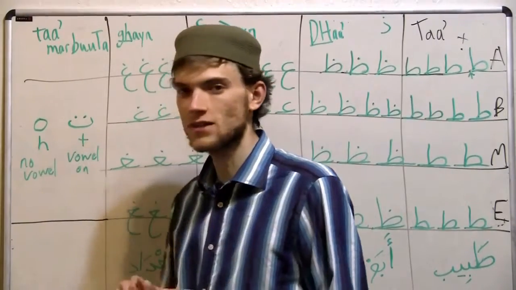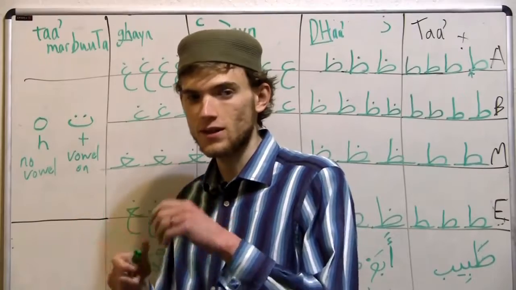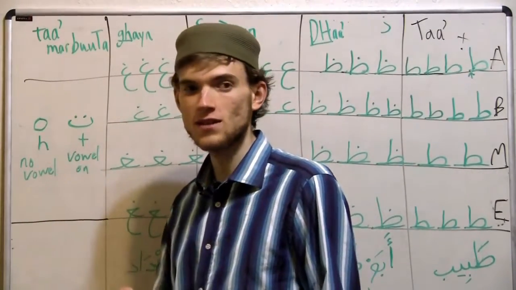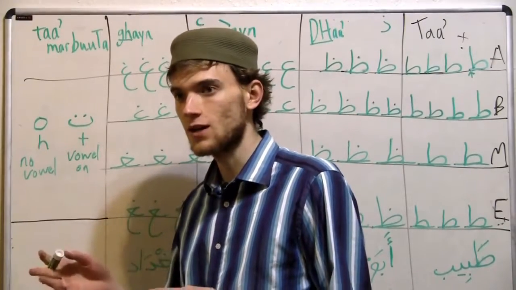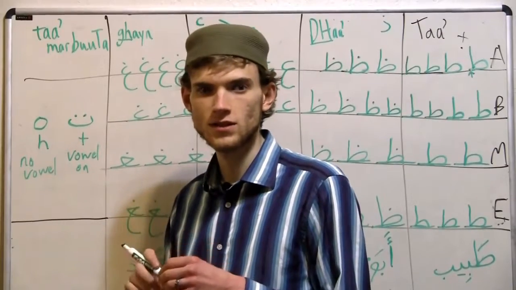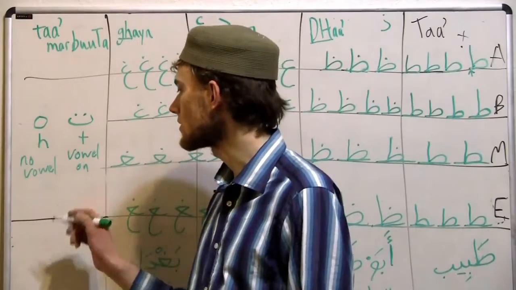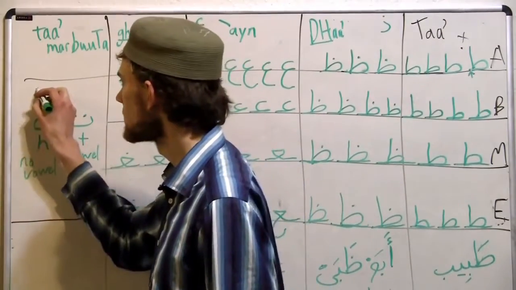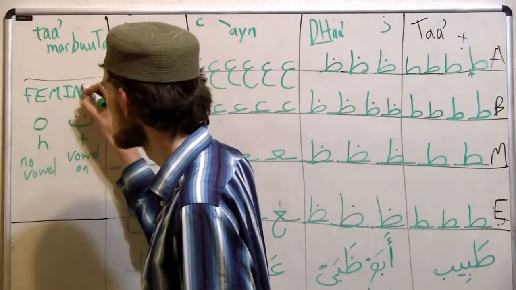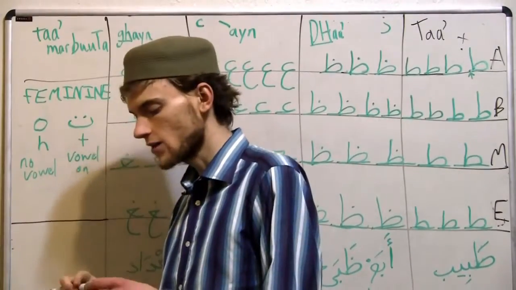So Arabic is a gendered language. Words are either masculine or feminine. So feminine words, if we see the ta marbuuTa at the end of a word, it means this word is feminine. Almost always. There are some exceptions, but almost always this word is feminine, and it's generally a feminine marker.